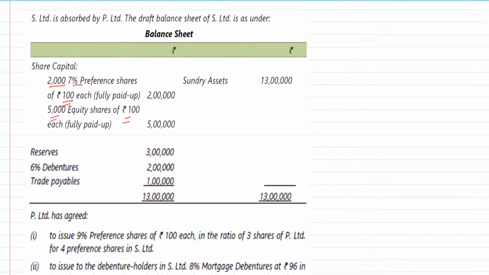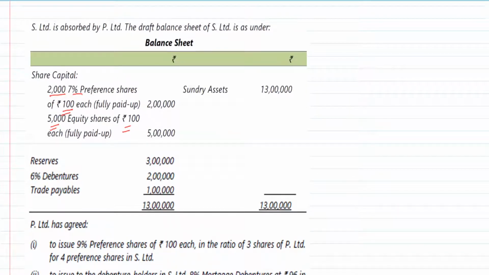They are saying P Limited has agreed, right? If you see the opening line itself, they are saying S Limited is absorbed by P Limited. So S is standing for the selling company and P is standing for the purchasing company. So what have we agreed?